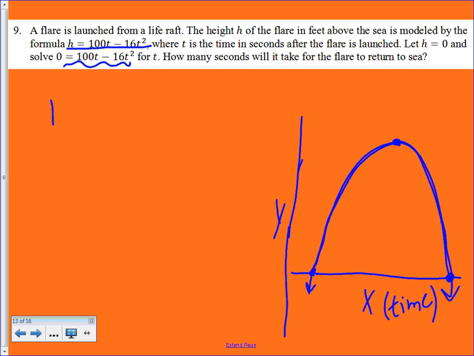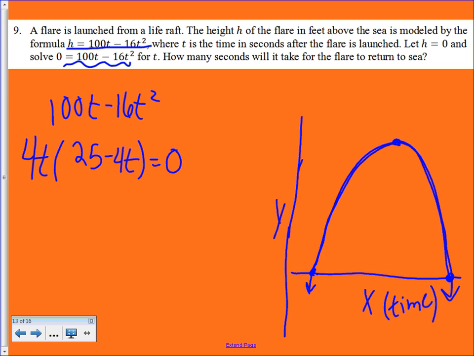So I'm going to take 100t minus 16t squared, and I'm going to factor it. Notice that I only have two terms. Since I only have two terms, I have to use GCF. I can't use the x because I don't have three terms. To use the x, I have to have three terms. To use grouping, I have to have four terms. If I just have two terms, my only hope is to pull out a greatest common factor. Well, I can factor out a 4t out of this, and then I am left with 25 minus 4t is equal to 0. So now I'm going to set each of these factors equal to 0.